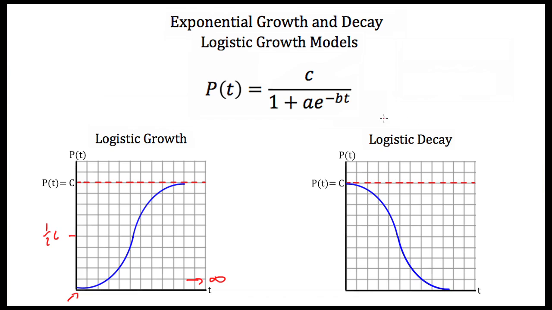Logistic decay models operate the same way, except they're just inverted. Here we start very close to our maximum population. Then we decay like an exponential, and then we turn into the inverse of a logarithmic, where as t goes to infinity, we approach 0, but we never actually hit it. These models are typically used for populations that have a cap, or a limit to how big the population can grow.